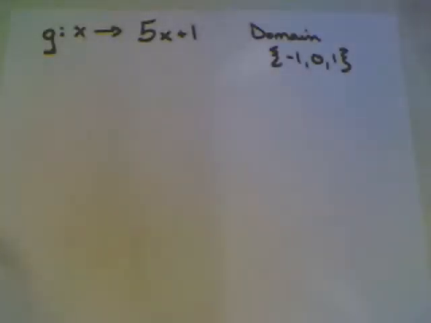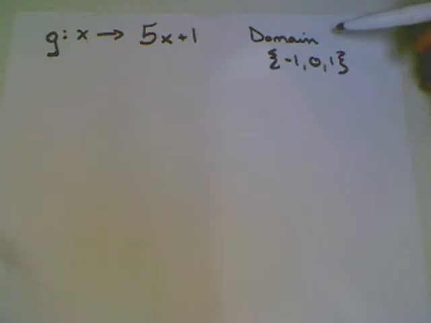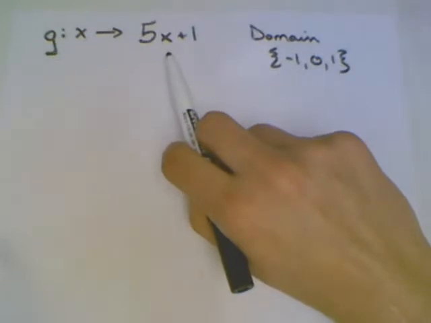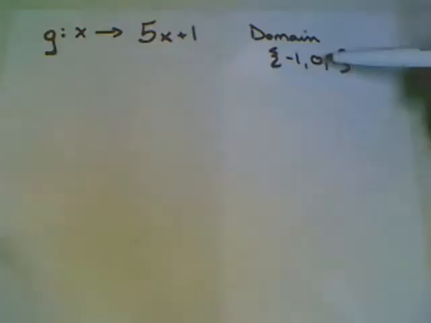Now let's use the same rule g as before, but let's consider this function over a specific domain. The domain is a list of all of the inputs that you can put into the function. So for this function, I cannot just pick any number I want to put in for x. I can only use these numbers. That's what the domain means. It restricts the numbers that you can use as inputs.